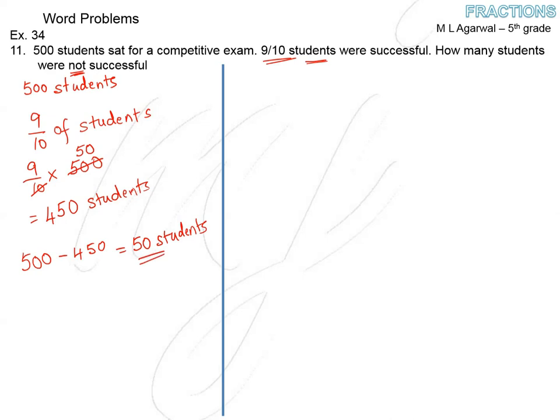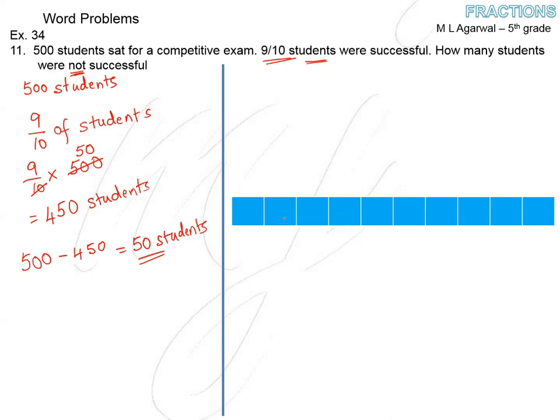If I have to do it in the case of a block diagram, let's say that this whole is 500 students. And I have been given 9/10 were successful. So I will divide this 500 into 10 equal parts. So each part will be how much? Dividing this by 10, each part becomes 50.